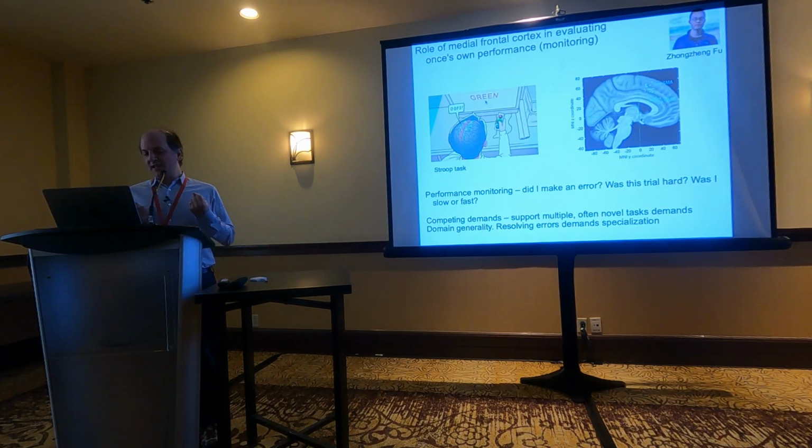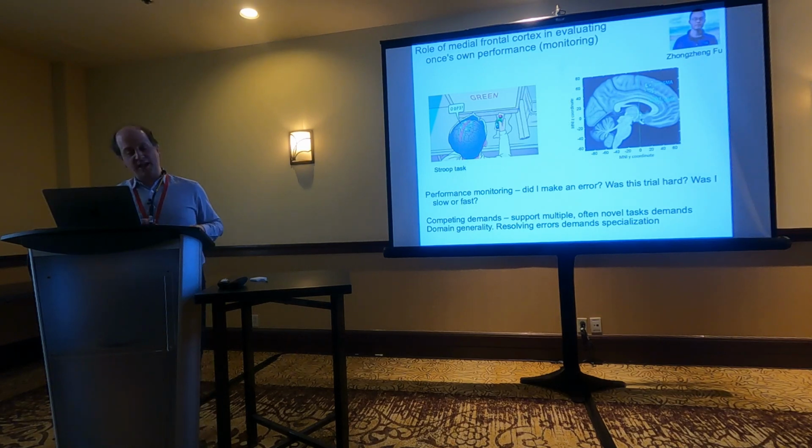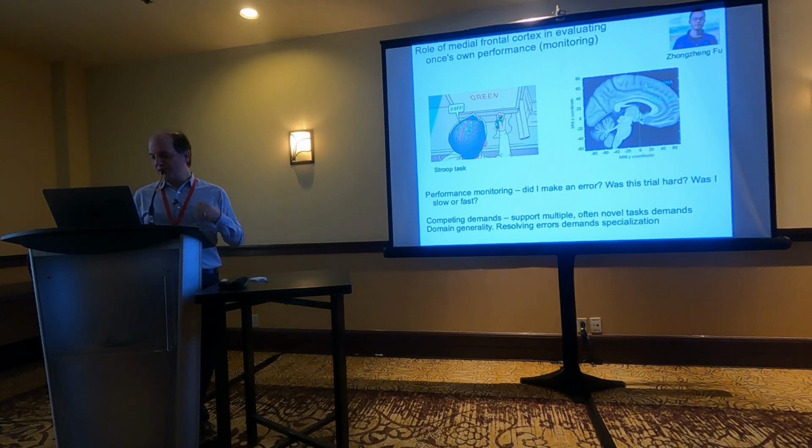So what's interesting in these tasks is that they have these competing demands. You may have never done Stroop before, but the first time you make an error, you would be able to monitor it. So it has this aspect of being domain general, meaning you can do this across many different tasks. At the same time, to deal with these errors, we require high specialization because, for example, in the Stroop task, very specifically, you have to suppress your desire to read. And in other tasks, you have to do many different things. So there are these competing demands.